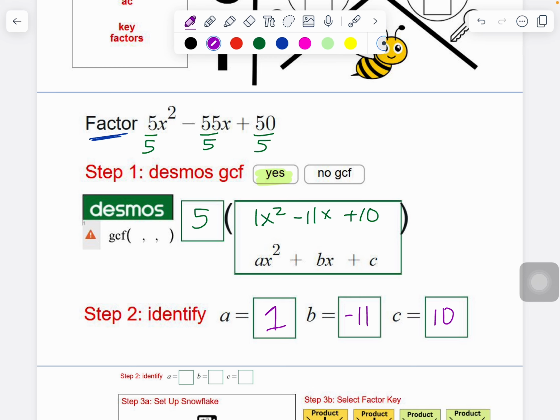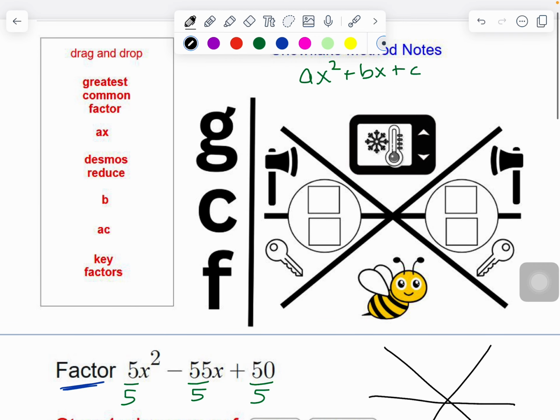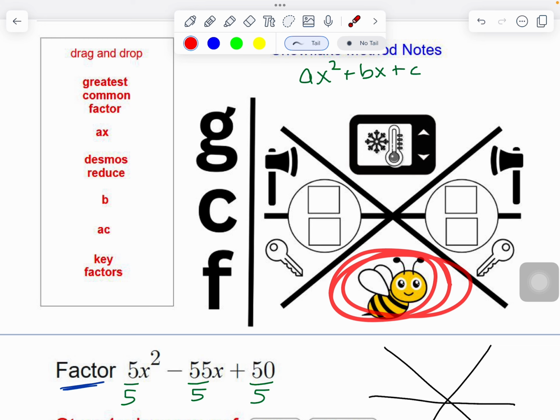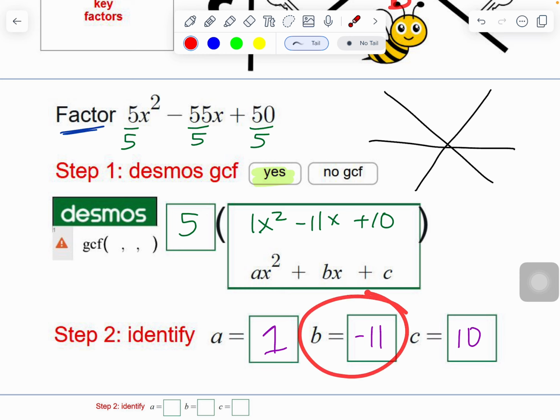So now we need to draw our snowflake. I'm going to draw mine up here. You need to make sure you're drawing yours on scratch paper. It's not the best looking snowflake. And I'm going to go back up to the picture. Remember, you get to use this picture on the test. So up here, the first thing I like to do is the B. This B, bumblebee, down here, it's just the letter B. So I say, what did I say B equals? B equals negative 11. So we're going to place a negative 11 down here on my snowflake.